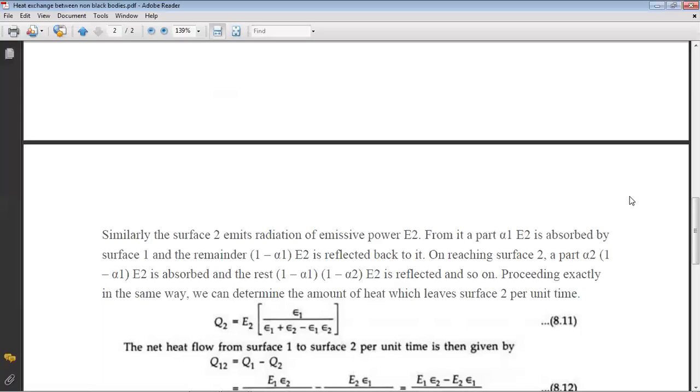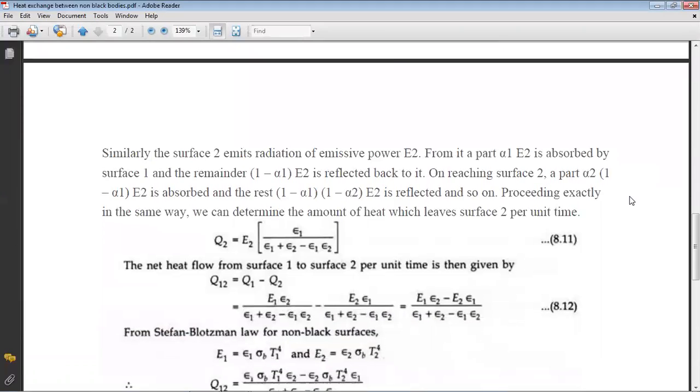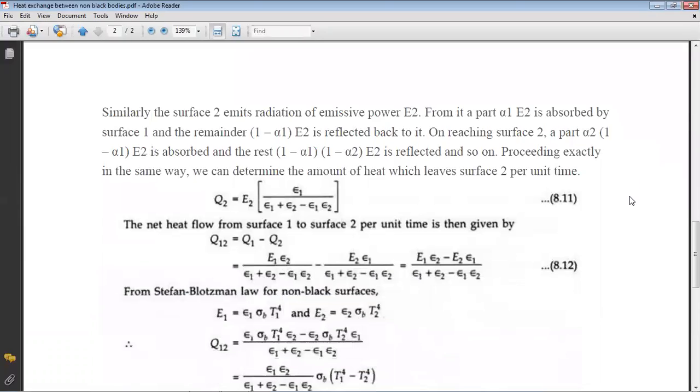With the knowledge acquired so far, we can again write Q2 is equals to E2 into emissivity of the first surface divided by epsilon 1 plus epsilon 2 minus epsilon 1 into epsilon 2.